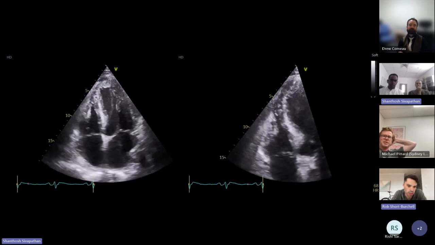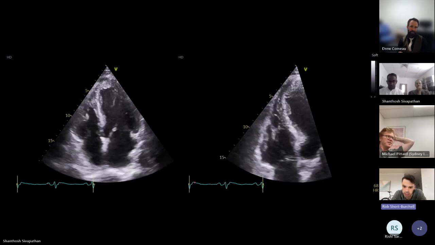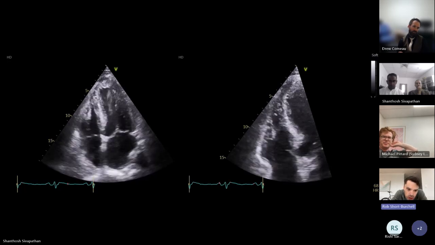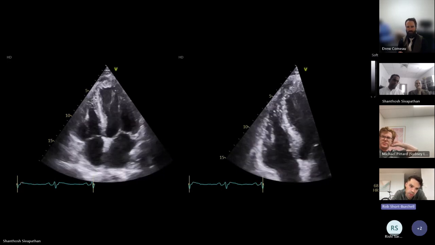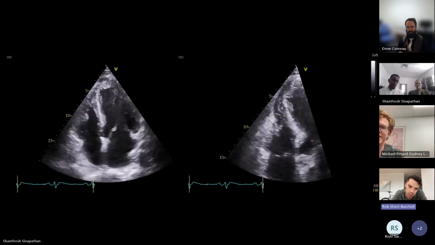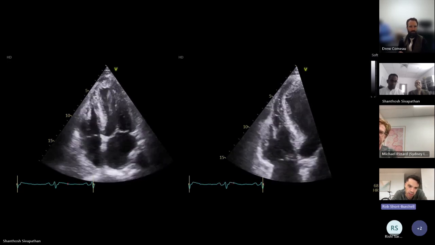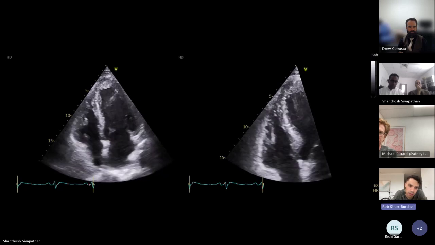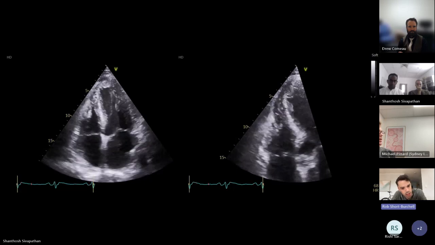All right, what about this one? So we got our apical 4 chamber, and then on the right-hand side, focusing on the RV. So just concentrating on the left-hand side image first, the inferior septal and anterior lateral walls appear to be thickening nicely. The apex is maybe akinetic, which could be in keeping with the history.